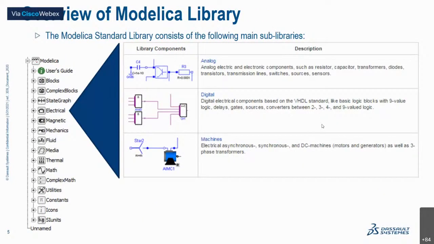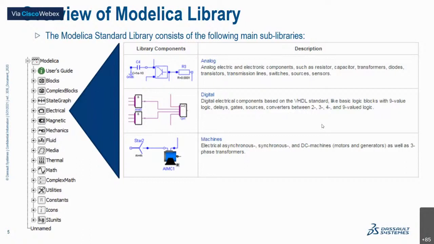So coming on to a detailed view about what these libraries are and what all components they consist of. We'll be starting with the electrical library, the electrical package. As you can see, the electrical package is further subdivided into three different packages. It has analog, digital, and machines. Your analog package will have all the electric and electronic components, such as the resistor, capacitor, transformers, diodes, transistors, and switches and sources and sensors. These are the components which you can pick from the analog package of the electrical package.